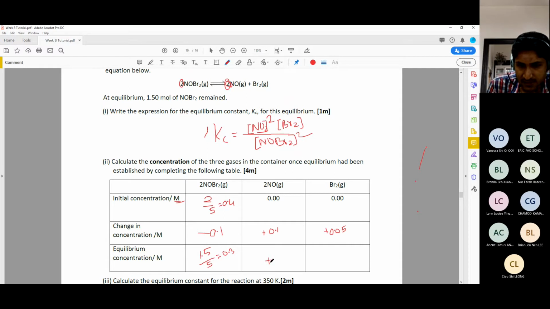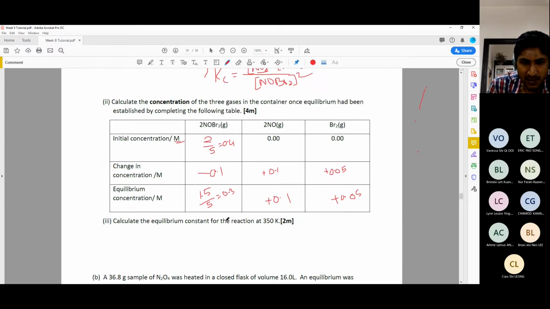So it remains the same for the equilibrium. Now, if we plug in these values here, we will find the Kc value.